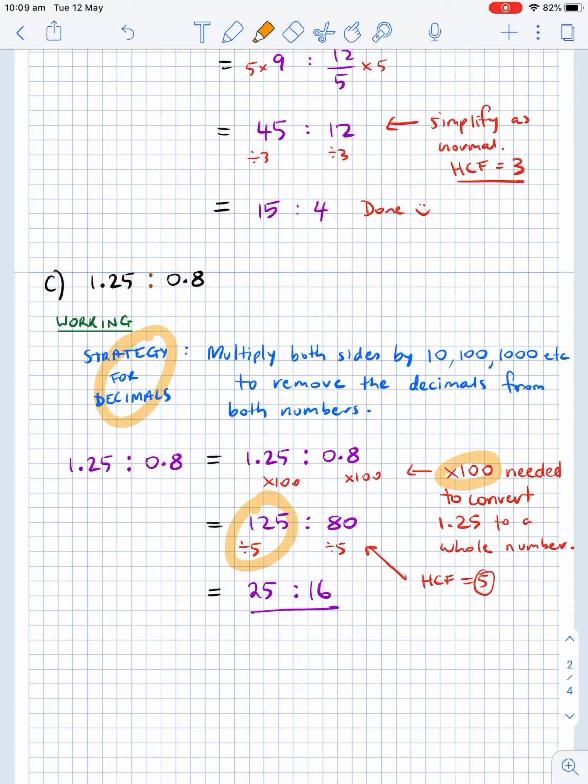Then you have to think to yourself, is there any numbers that now go into this? And there is nothing other than 1 that goes into 25 and 16. So that is as simple as it's going to get.